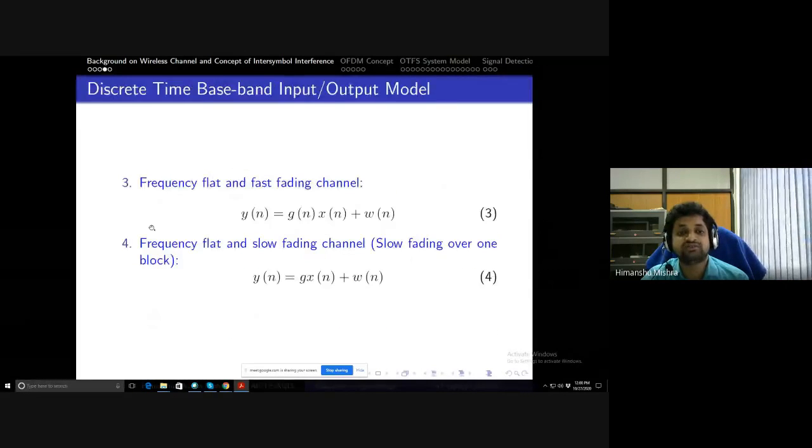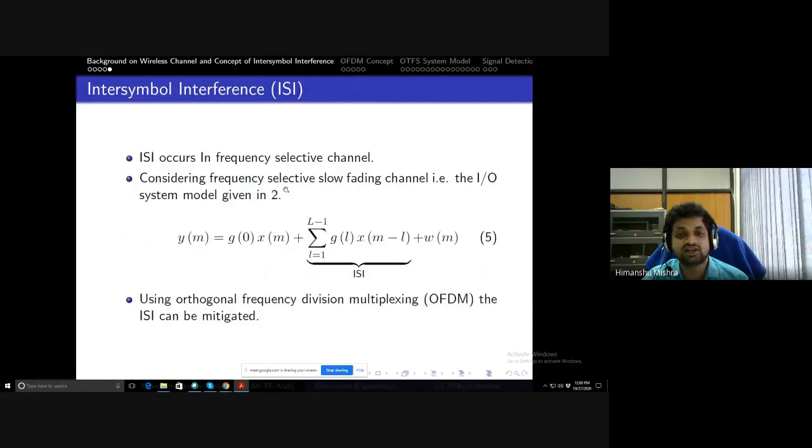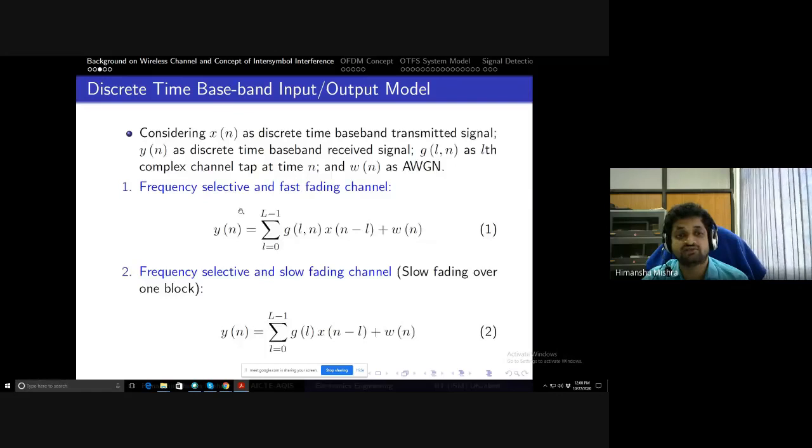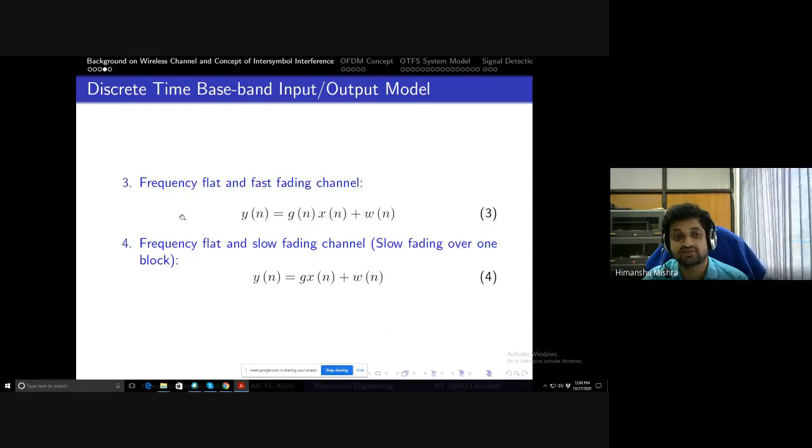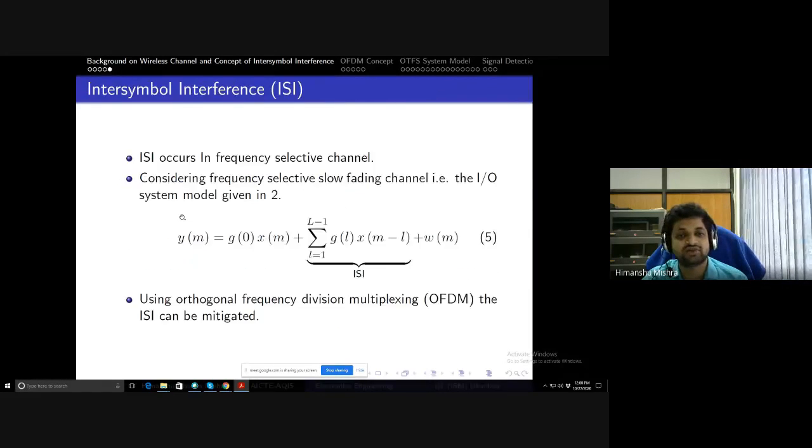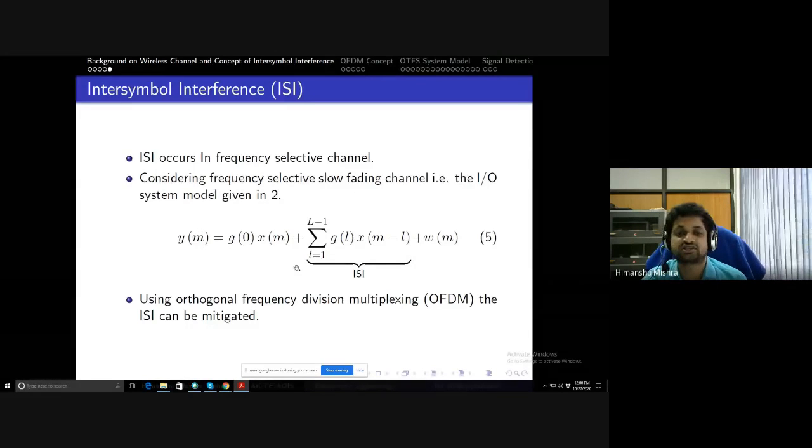The next point is: what is minimum inter-symbol interference? Consider only the frequency selective case. Let me tell you the negative point of a frequency selective channel. Suppose you take slow fading but frequency selective. The received signal at the mth time will be the desired signal at the mth time plus something else. This is the inter-symbol interference. So whenever you want to decode x of m, the received signal will be affected by some inter-symbol interference.